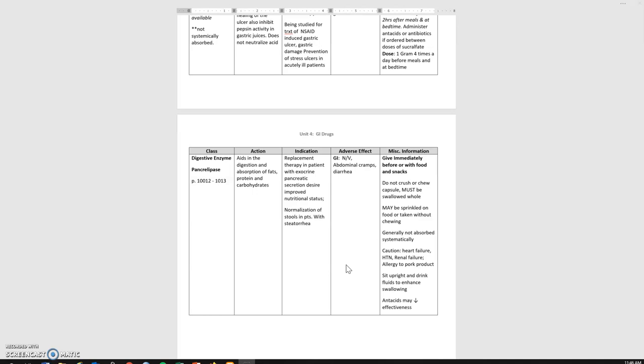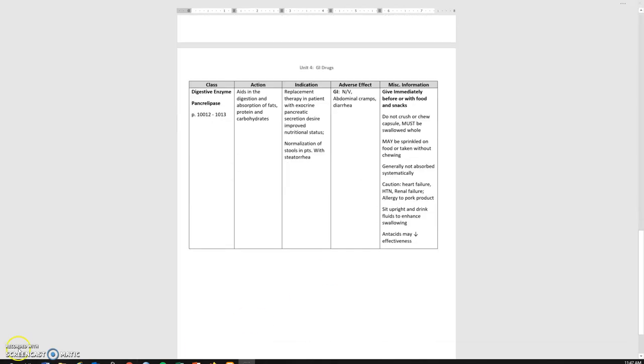If it comes in a capsule, it must be swallowed whole. However, it also comes in a form that can be sprinkled on food or taken without chewing. It is not systemically absorbed. It works in the digestive tract as an aid in digestion. The patient should be able to sit upright and to drink, increase their amount of fluids that they drink to enhance the swallowing of this drug. Antacids, as with other drugs, can decrease its effectiveness.